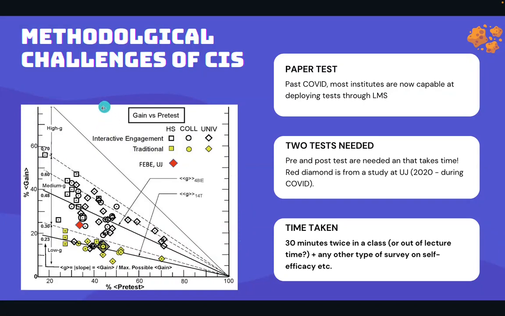So you know, this is a paper from Hake which looked at something like 6,000 different cohorts and universities across America with different types of traditional versus interactive engagement. And just to note that during the COVID pandemic, we found a standard gain. We thought we may have had a worse score, but we didn't. The time taken is 30 minutes, plus if you want to do anything else, which is very topical in physics education at the moment, some kind of self-efficacy or self-determination theory type survey and possibly some intervention.